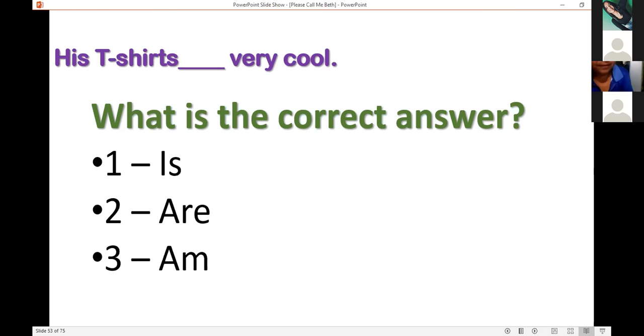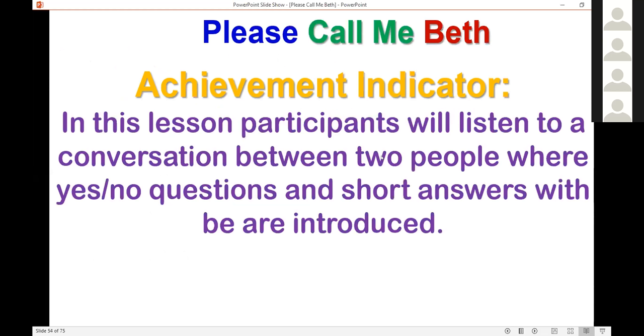His t-shirt is very cool. Is plural. His t-shirts are very cool. Everybody. No, His t-shirts. Mention the S, the plural. His t-shirts are very cool. Yes, very good. Okay, we finished with that.